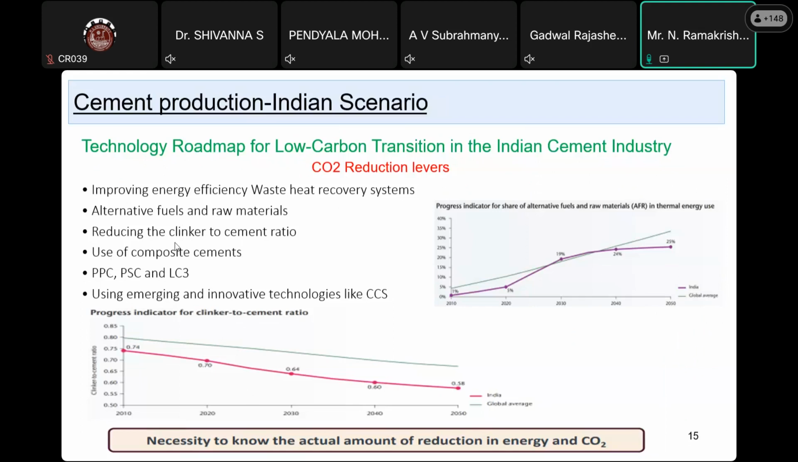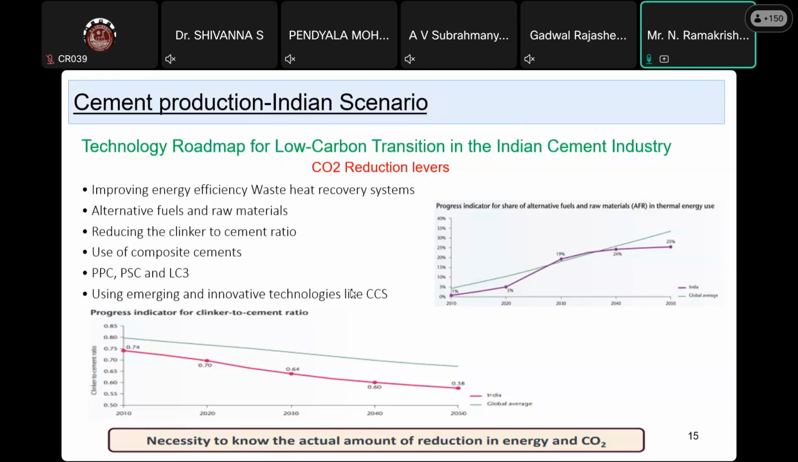So, use of composite cements. I think yesterday our HOD sir, Professor Paparogar, showed a presentation on composite cements, their properties, stripping time and advantages. So the use of these blended cements I'm talking about, and LC3 I'll also talk about in a later part.